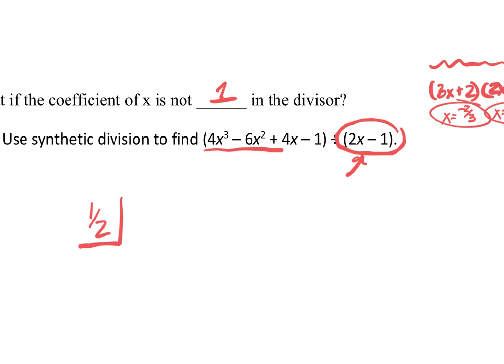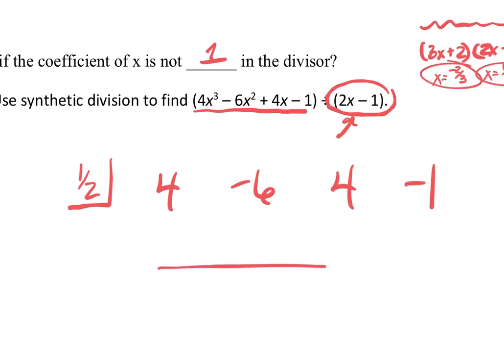In this one, we don't have any missing terms. It looks like I've got my 3rd power, my 2nd power, my 1st power. So I'm going to just list 4, -6, 4, and -1. Just the coefficients of that guy. Let's draw our bar, and we're going to drop that 4. Now, multiplying by 1/2 is the same thing as just dividing by 2. So essentially, I'm just going to kind of divide all these numbers by 2.